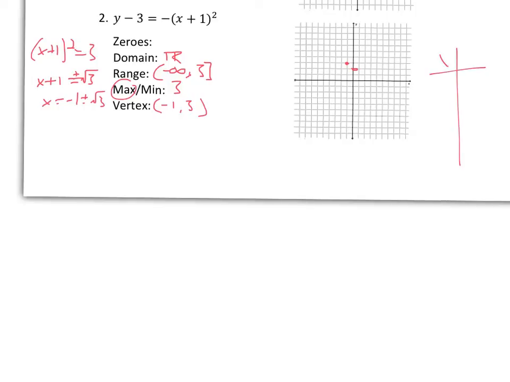Create our table of values. Start with your middle value, the x value of the vertex, -1. Go up 2 from there, down 2 from there. We know already that at -1 we're up at 3. Plug in 0 and you're going to get 2. Same for negative 2. If you plug in 1, you're going to get negative 1, and same for negative 3. Okay, there's your graph. Looks just like that.